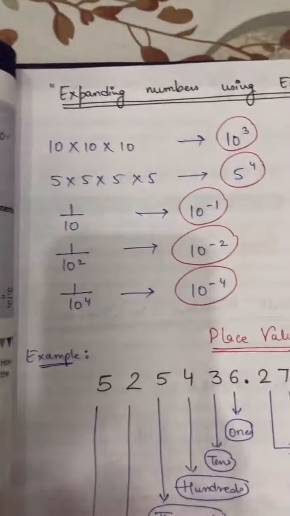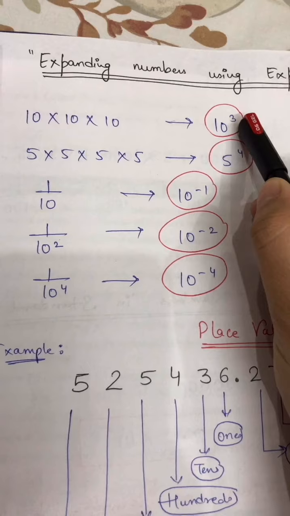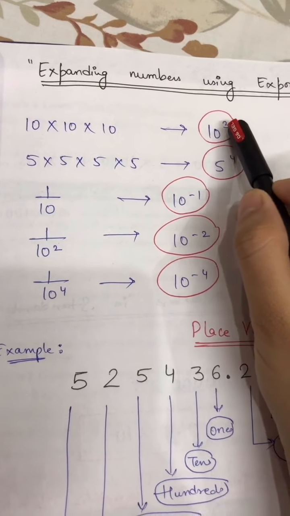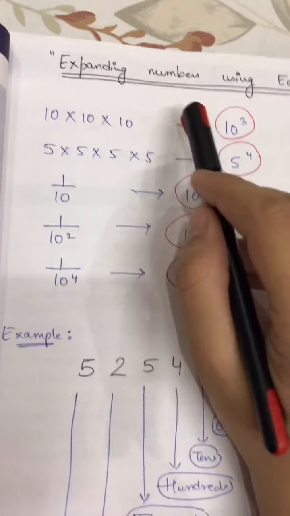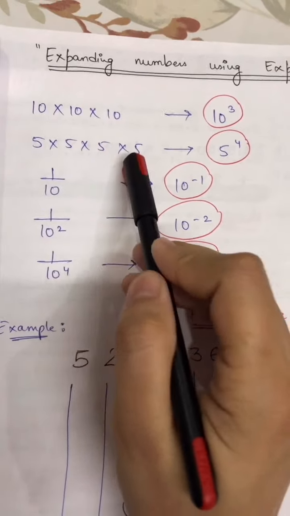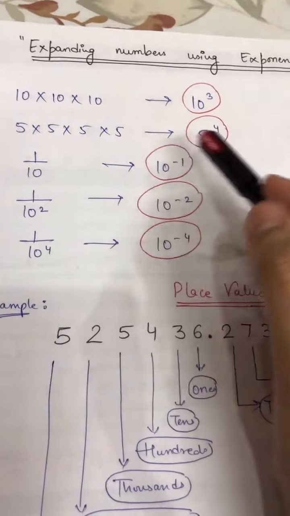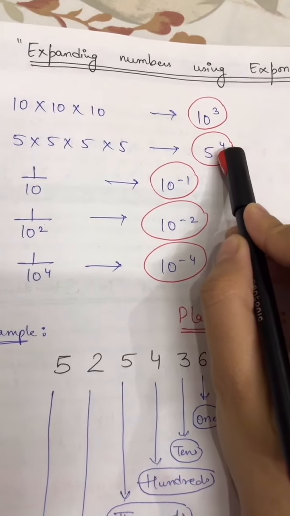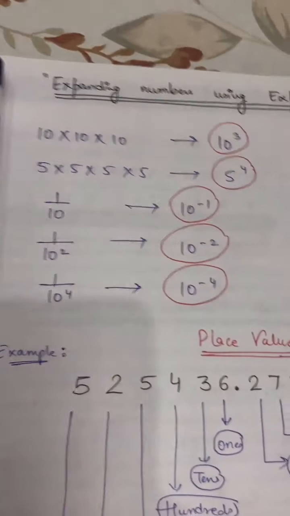I'm going to multiply 10 three times, so I'm going to write this in this form, 10 raised to power 3. You know very well, why 3? Because 10 is multiplied 3 times. Next is 5 into 5 into 5 into 5. I have multiplied 5 up to 4 times, so I'm going to write here 5 raised to power 4. You know how 5 raised to 4 comes? Because 5 is multiplied 4 times.